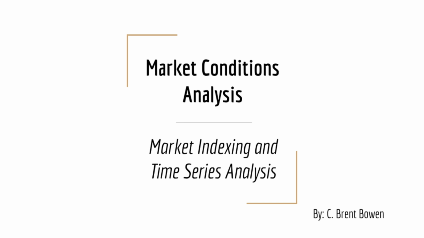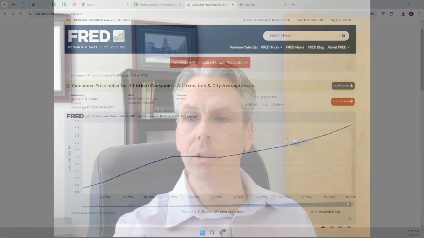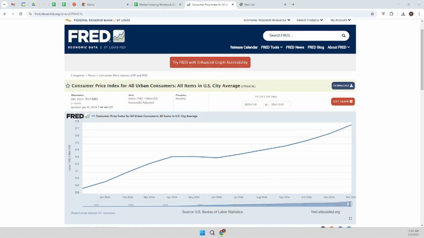Before we move on, I use this word market index, and you may be thinking, okay, what do you mean by that? I know other people use that in potentially different ways, and I want to show you the consumer price index just to help you visualize exactly what it is we're talking about. So this is the consumer price index from the Fed. You can see this chart on the Fed.